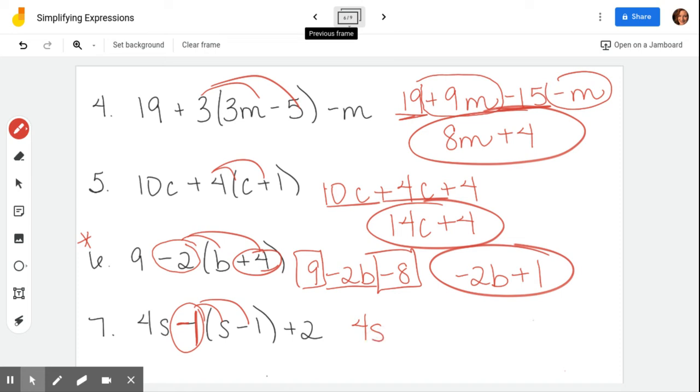-1 times s is -1s, or you can just put -s, same thing. This is a -1 times a -1. Remember, a negative times a negative is going to become a +1. And then I have a +2 hanging out on the outside. Let's do s's first. 4s minus 1s is 3s. And then +1 and +2 is +3. 3s plus 3.